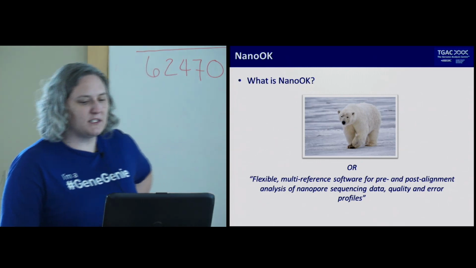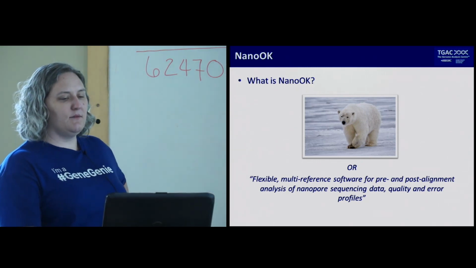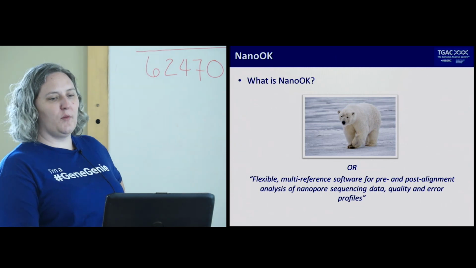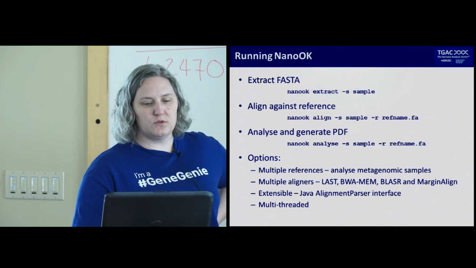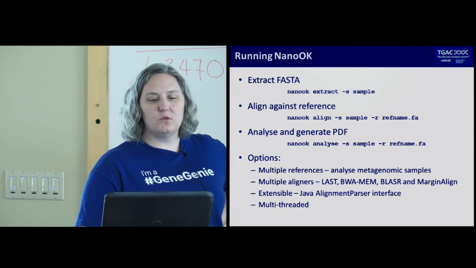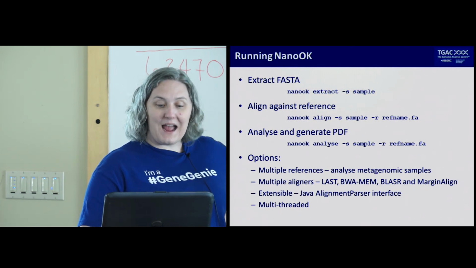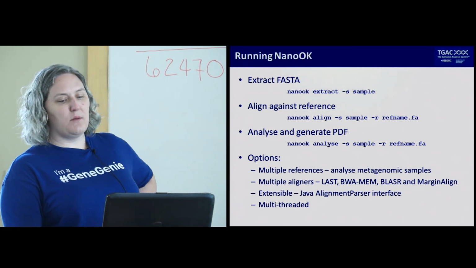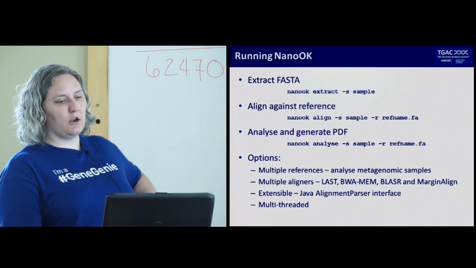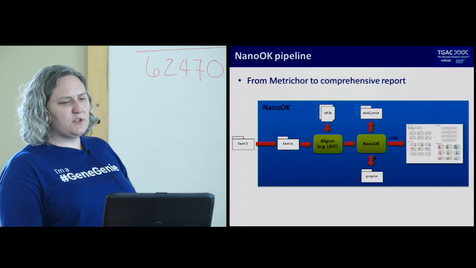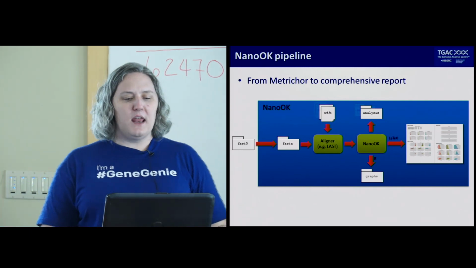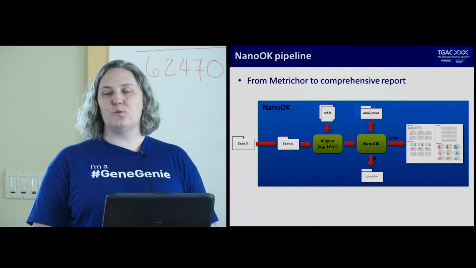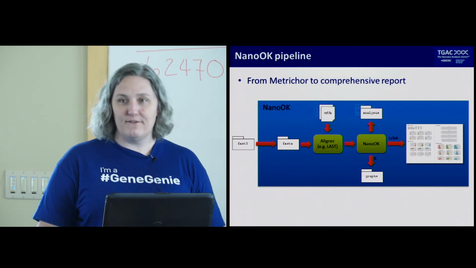It's a flexible multi-reference software for pre- and post-alignment analysis of nanopore sequencing data, quality and error profiles. It has general functions similar to those used in Poretools: extracting the FASTA, aligning against the reference, typically using BWA or LAST. It also does BLASR and MarginAlign, and we'll touch upon MarginAlign here in a minute. Generates a wide variety of reports. It starts from the FAST5 files, you feed it into the FASTA, and then it does the alignment for you and produces a suite of reports and graphs in a PDF format.